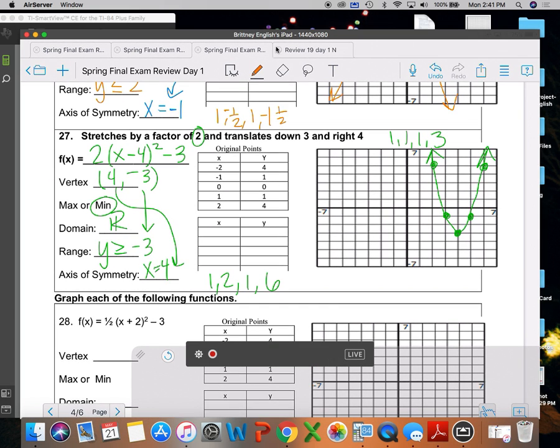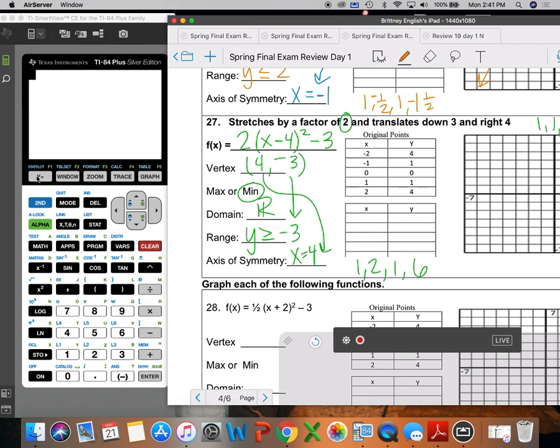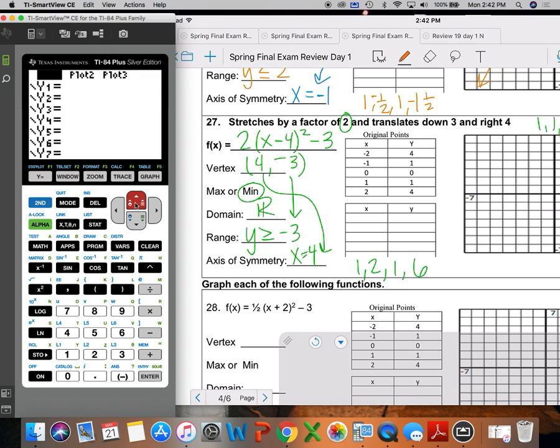Also remember, at any time that you're given a description, you can type in what you're looking at under y equals. So I did 2 parentheses x minus 4 squared minus 3. And if I click graph, zoom 6, graph, I can see my vertex goes to the right 4, down 3. It has a minimum and is a little bit skinnier than normal.